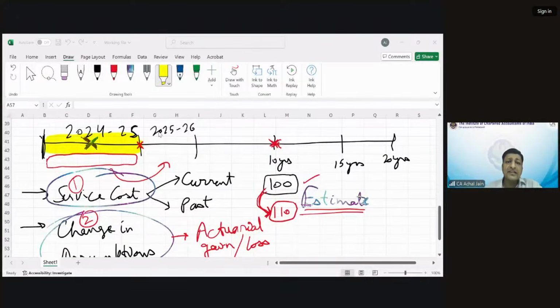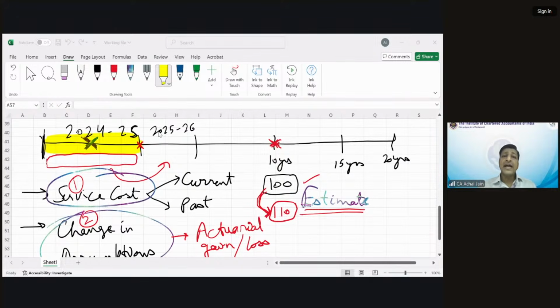Great. Minu says at the time of retirement. Minu, again, I would request, please send your responses in the chat for everyone. It's very difficult to track individually. So please enable your chat for everyone when you are sending your chats. Okay. Pooja says at the time of retirement.